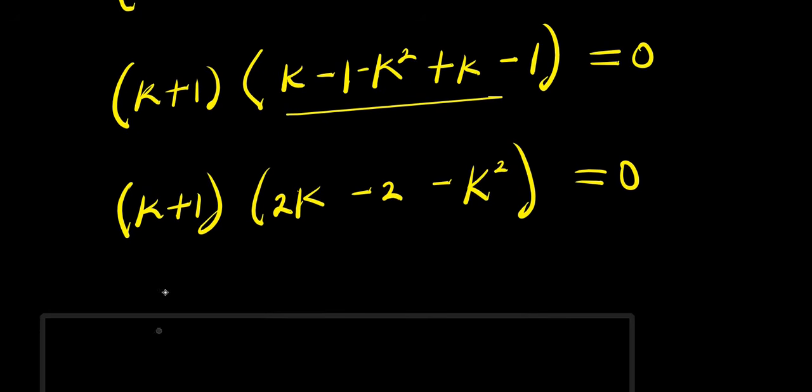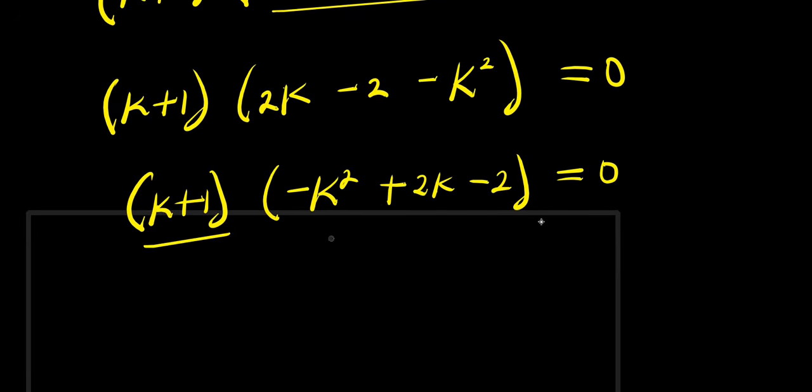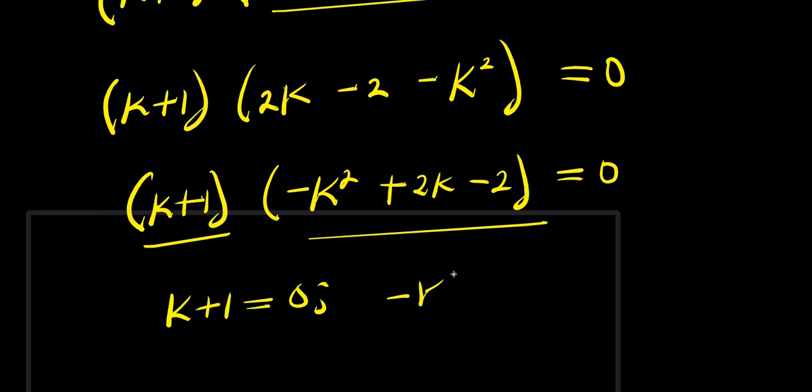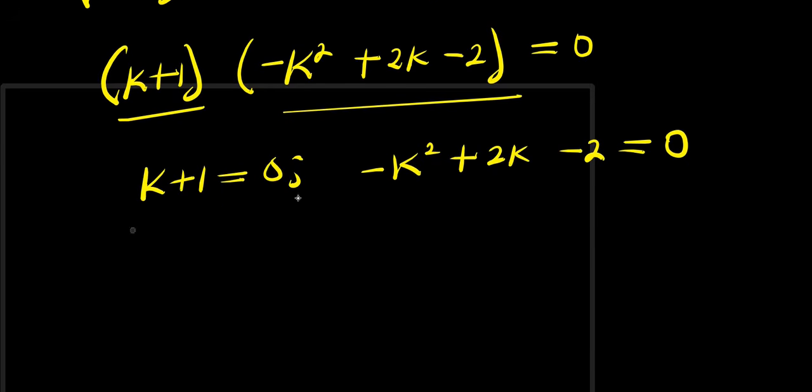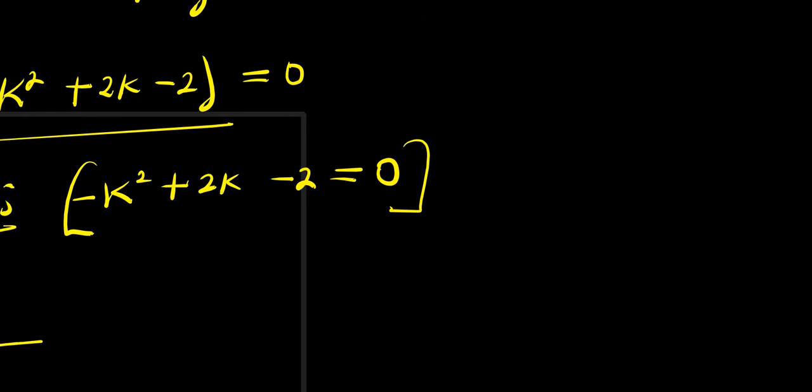So right here, I can have (k + 1) times, let's rearrange this, (-k² + 2k - 2) equals 0. So what I can do will be to equate each of these to 0. I have k + 1 equals 0, and I have -k² + 2k - 2 equals 0. To solve this linear equation, I simply have k equals -1. That's my k1.